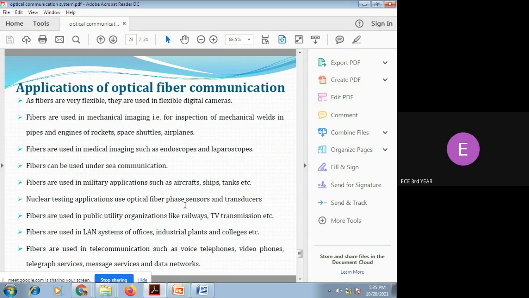Optical fibers are used in public utility organizations like railways, TV transmission and so on. Fibers are used in LAN systems of offices, industrial plants, colleges, etc. Fiber optics is used in telecommunication such as voice telephone, video phones, telegraph service, messaging service, and data networks. These are all the applications of the optical communication system.